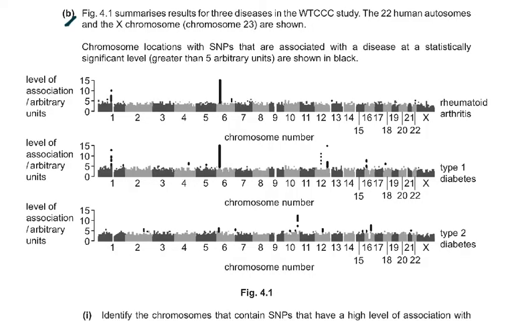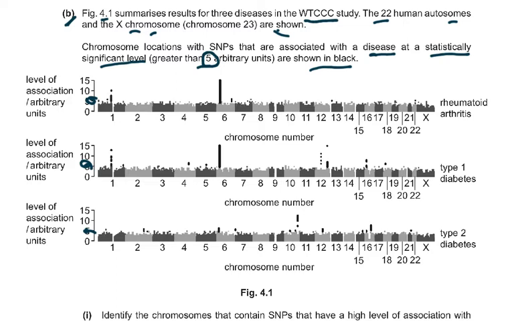Now, coming to the B part of the question, figure 4.1 summarizes the results for 3 diseases in the WTCCC study. The 22 human chromosomes and the X chromosome, chromosome 23, are shown. Chromosome locations with SNPs that are associated with a disease at a statistically significant level greater than 5 arbitrary units are shown in black. So you can see here, this is 5, this is 5, this is 5 arbitrary units.